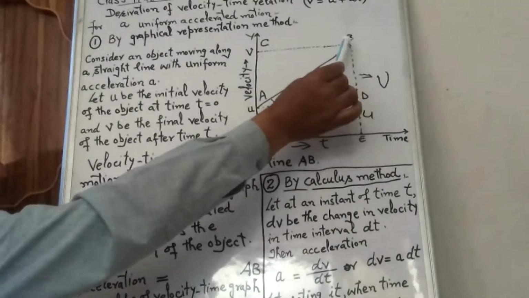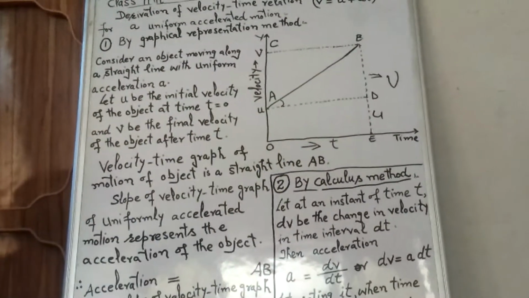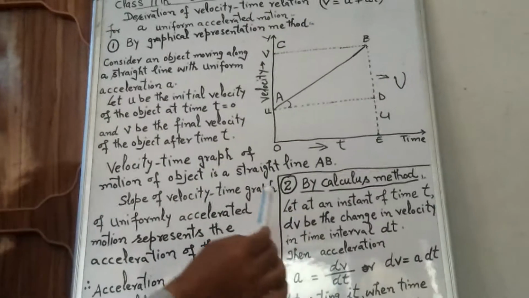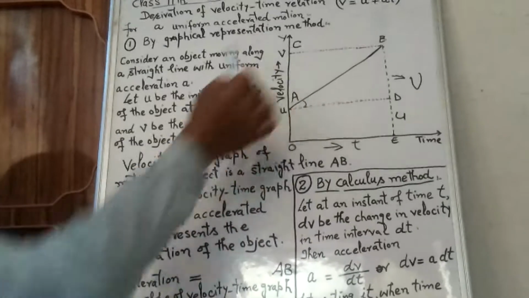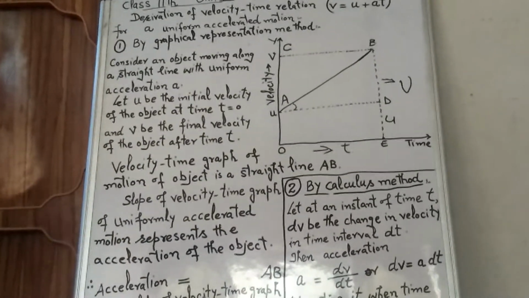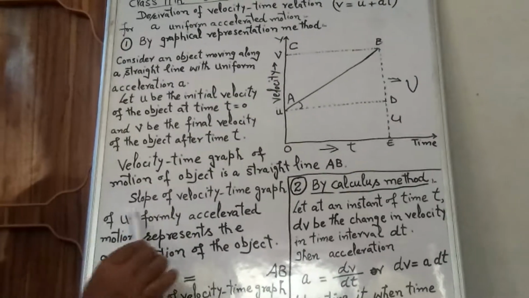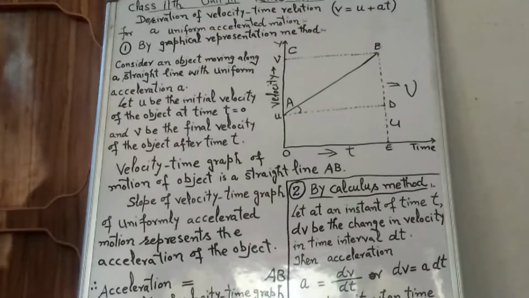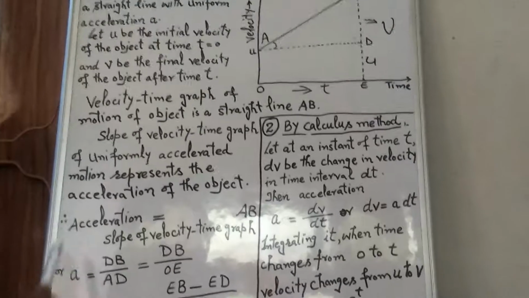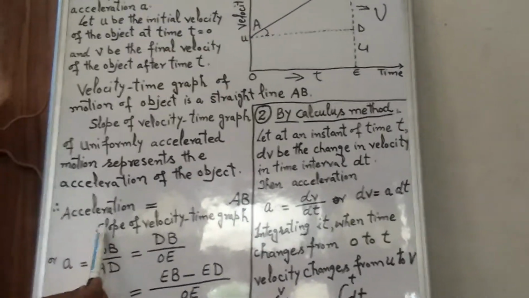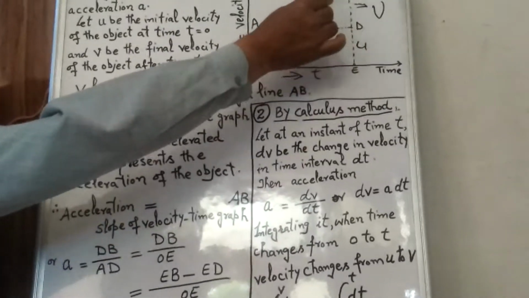Draw perpendiculars from B to the y-axis and to the x-axis. Now, what is our time? It is OE. What is our velocity? That is the final velocity. The initial velocity u is OA, and the final velocity is OC. Then the slope of the velocity time graph of uniformly accelerated motion represents the acceleration of the object. Mathematically, acceleration is equal to the slope of the velocity time graph AB.